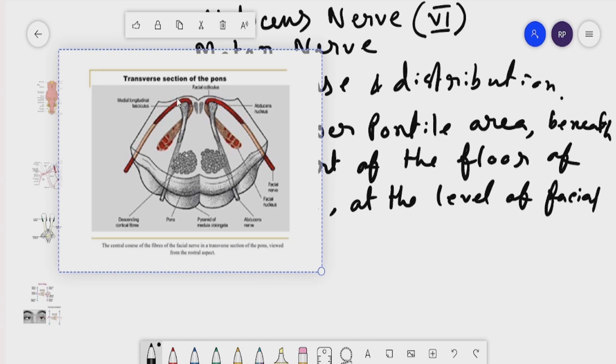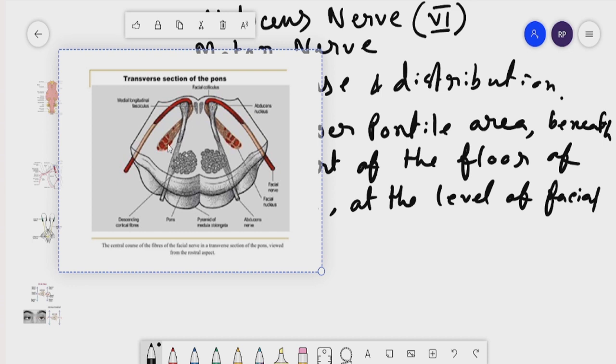This nucleus is located beneath the floor of the fourth ventricle and at the level of the facial colliculus. This elevation in each side is called facial colliculus. So, at the level of the facial colliculus, the abducens nucleus is situated.